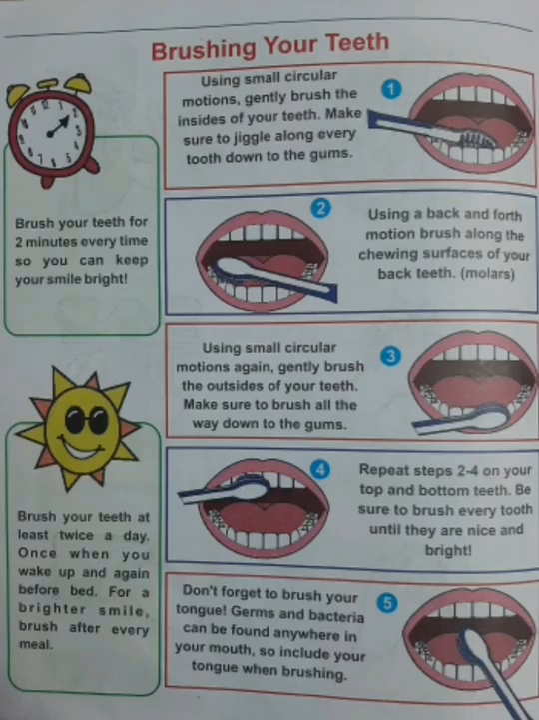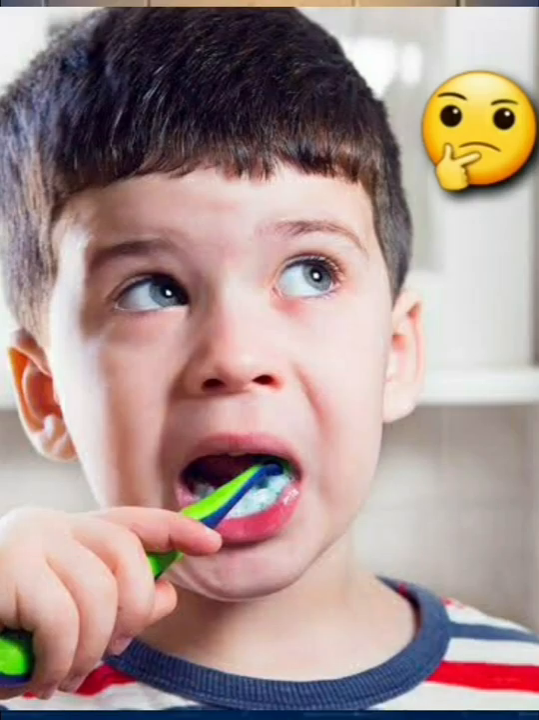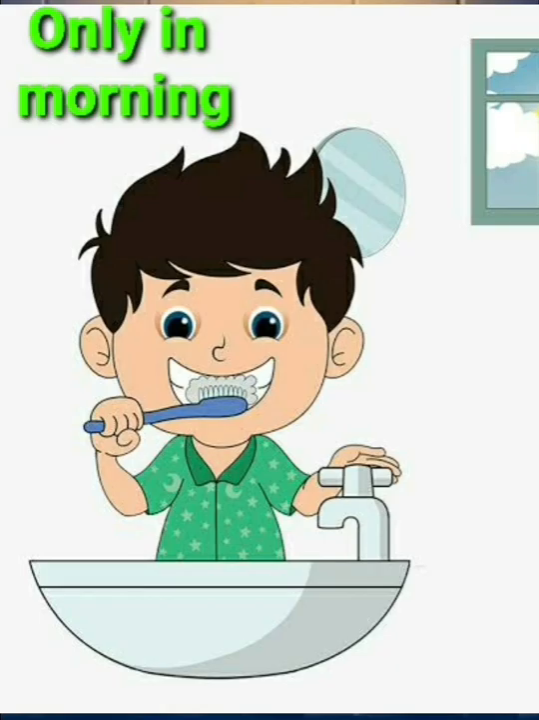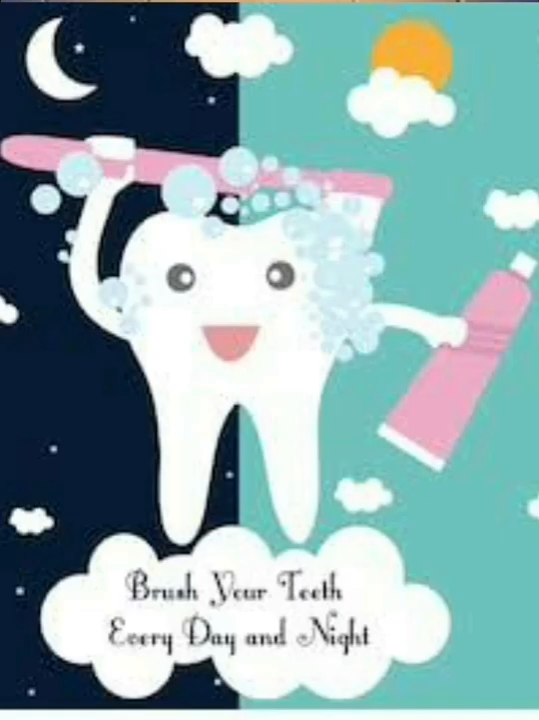Okay. So these were the ways to brush your teeth. Okay beta, now you tell me, how many times do you brush your teeth? I know most of the students will say only in the morning. But beta, you should brush your teeth twice a day. Means 2 times in a day. Once when you wake up and second time at night before going to bed.